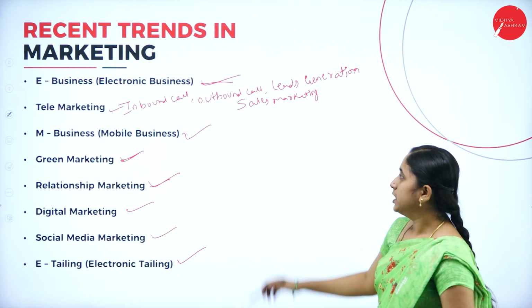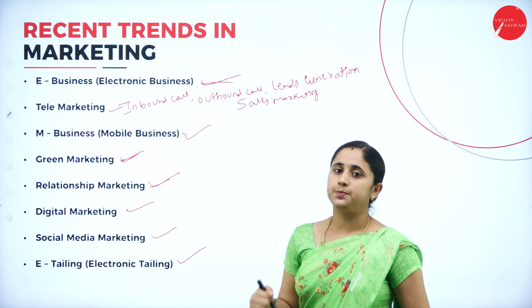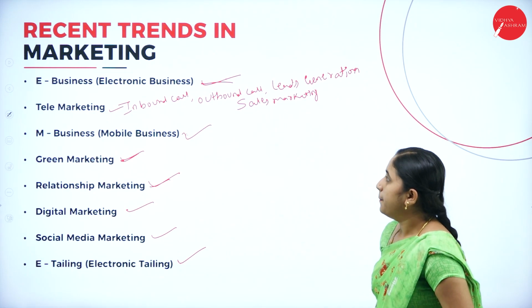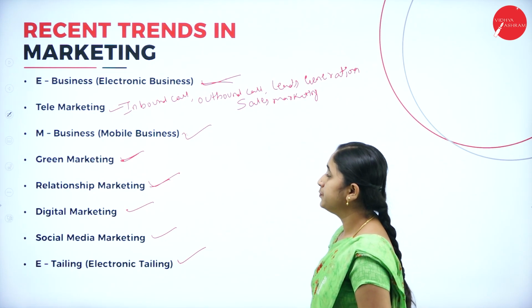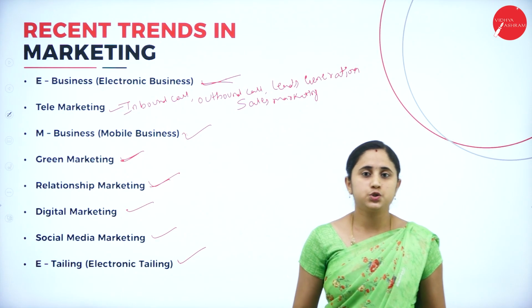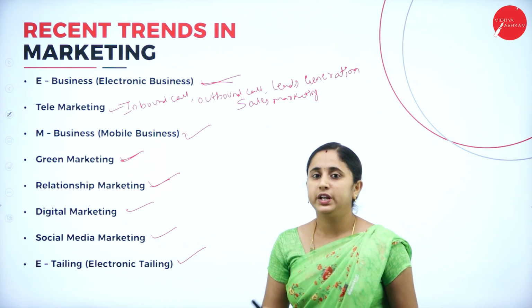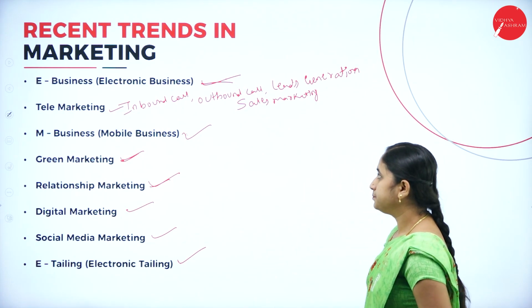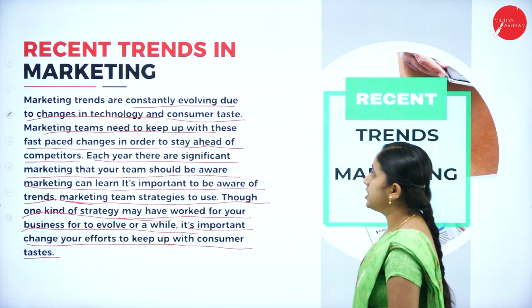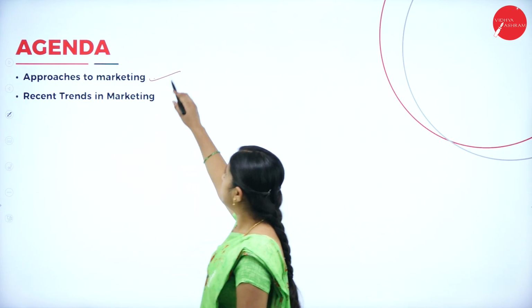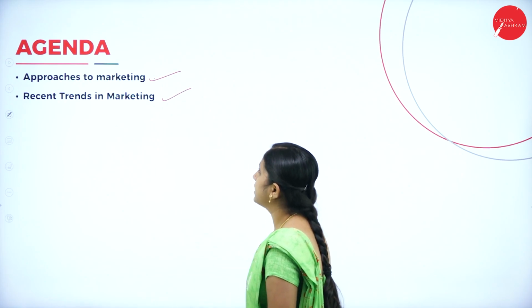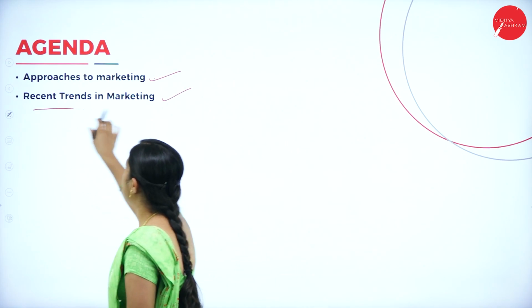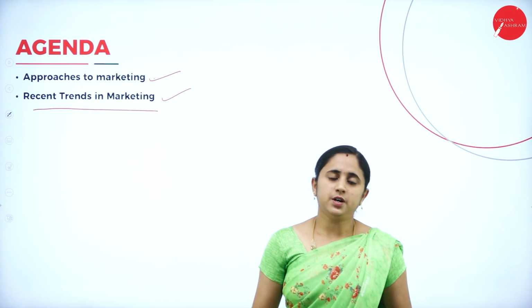In your exam, depending upon the marks, you need to explain the recent trends in marketing. In the same way, for the approaches of marketing also, depending upon the marks, you need to explain the concept. This is all about today's session: approaches of marketing and recent trends in marketing. Recent trends and approaches is the last concept from your unit 1.